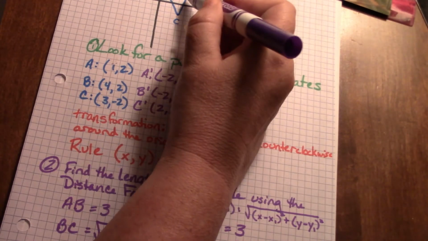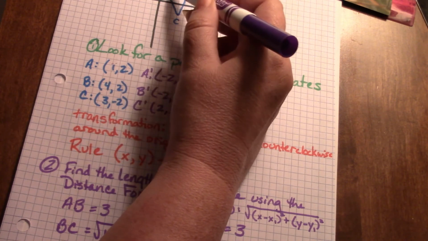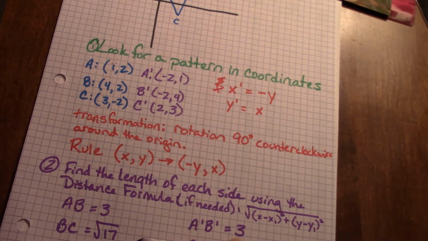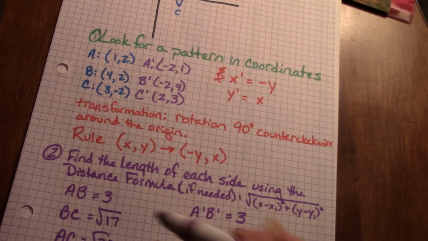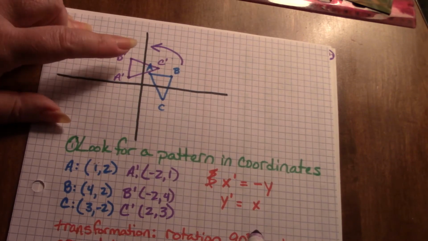The other ones, because they're not in a straight line on a coordinate plane, we need to throw them into the distance formula, and in your book you can see that they've done that, and you can follow the math, and you can see that BC and B'C' are both root 17, and AC and A'C' are both root 20. So we've determined that the lines are the same size.